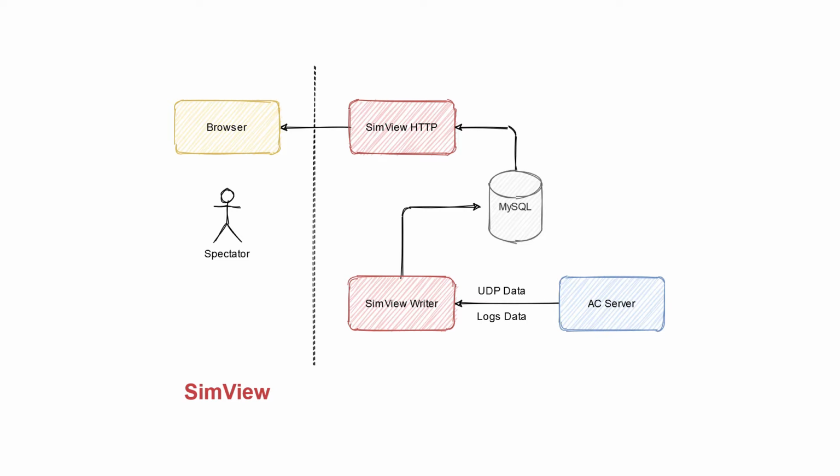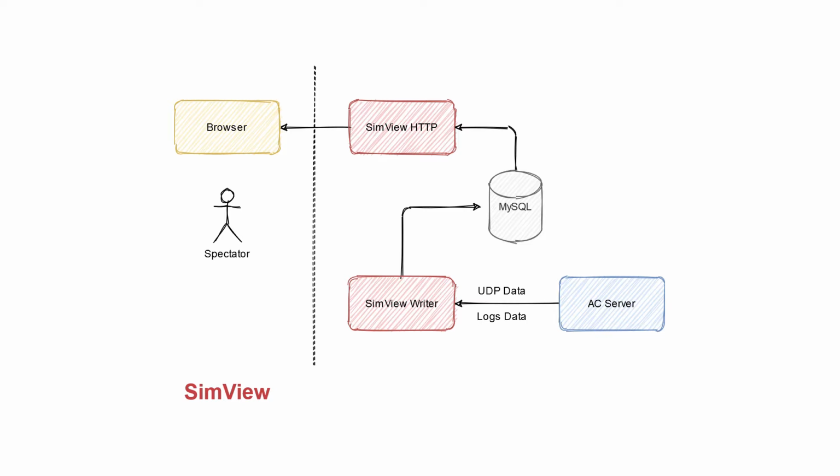SimView runs two processes: SimView HTTP and SimView Writer. SimView Writer gets data from AC server UDP plugin port. Therefore, to use SimView you need to enable UDP plugin port for Assetto Corsa server. Writer process also parses logs of AC server to get some extra information. All the data is written to MySQL DB.